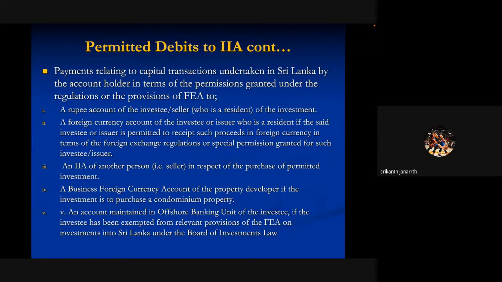Suppose Mr. X is buying the shares of Alice. Mr. X is the investor. Alice is the investee company, where the investor is a foreigner. So the foreigner from his IIA transfers to Alice to acquire the Alice shares, right? So that is the transfer. It's a permitted debit to the IIA. The investor's account is debited and funds are transferred to Alice's Rupee account. That is the Rupee account of the investee.